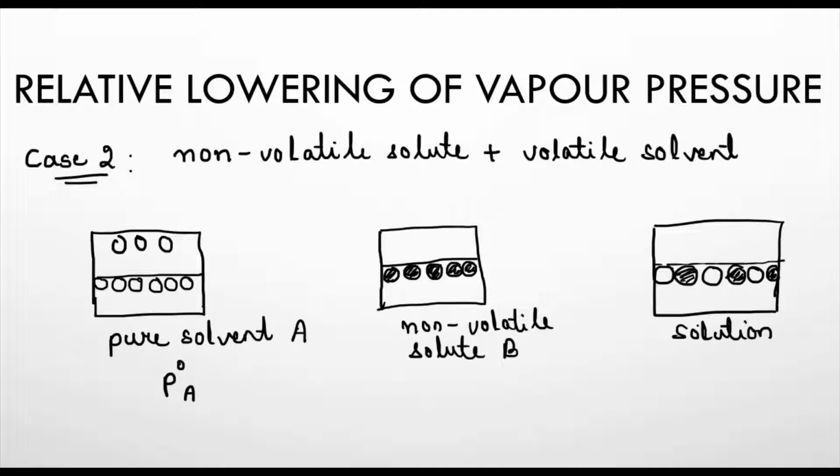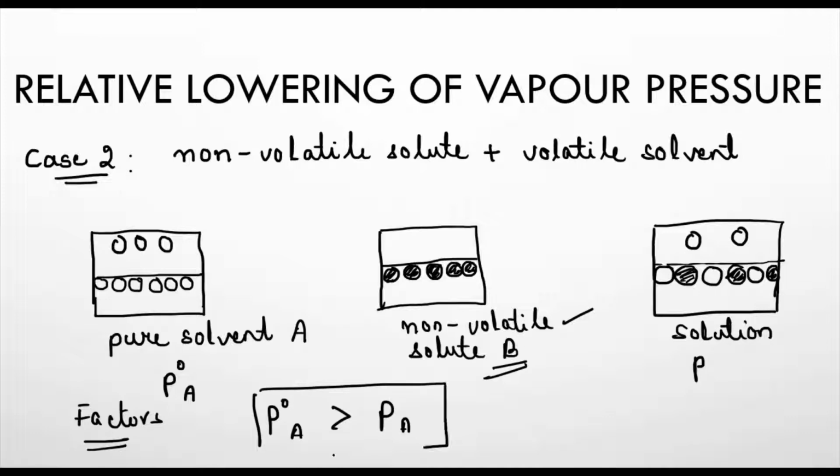Whereas when it becomes a solution, what happens? Definitely the vapor pressure decreases. Why does the vapor pressure decrease? Because on the surface, not only the solvent particles are present but also the solute, and what type of solute? Non-volatile solute particles are present. We have already learned in the factors affecting vapor pressure that the vapor pressure of a pure solvent is always greater than that of the solution.